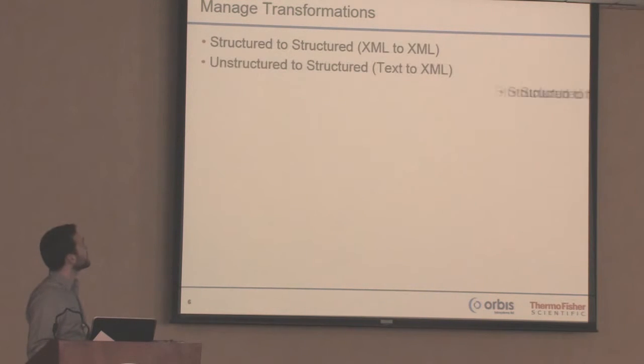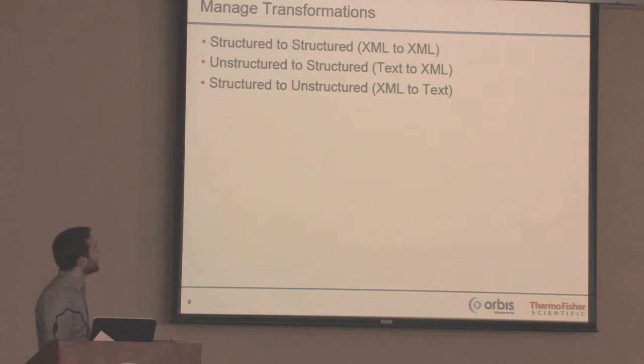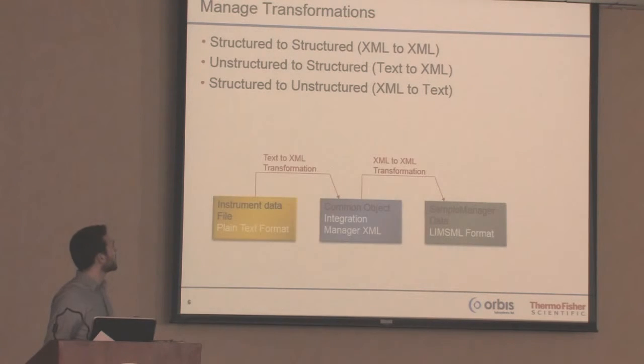So we have three different types of transforms: structured to unstructured, unstructured to structured, and structured to unstructured. Unstructured generally is a text, a CSV, an RTF file, something like that, and a structured format would be XML. This is just an example of an interface here. We have an instrument plain text file, which is transformed to XML. The concept being we get that to our common object format of XML, and then we can transform that into any proprietary format of the destination system.